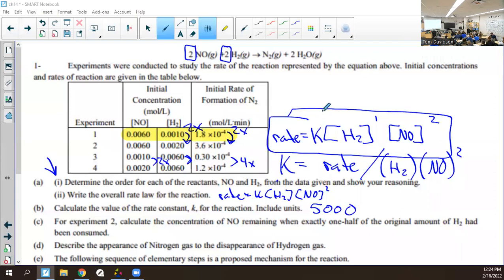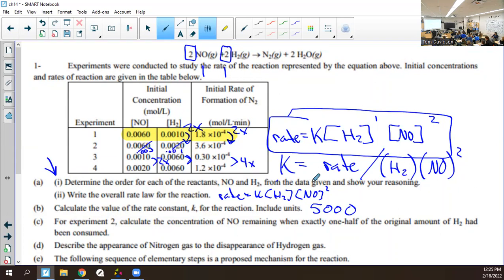Okay. So everyone, since they have the same coefficient, their rate of change will be the same, because if I use up one of these, I'm going to use up one of those. Are you okay with that concept? So in experiment two, calculate the concentration of NO when half of the original H2 is gone. So I divide this in half, that's a 0.1. And since it has the same coefficient, I divide that in half, and it'd be not 0.1, sorry, 0.003.